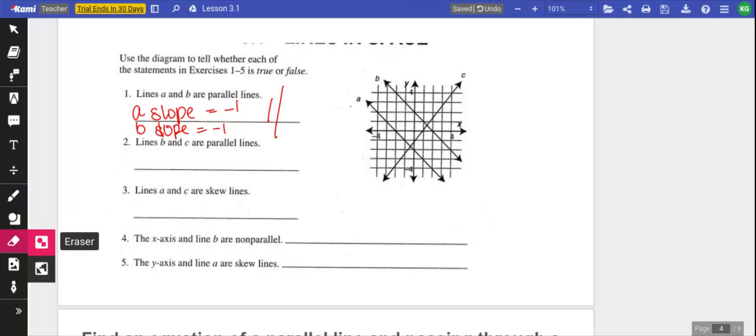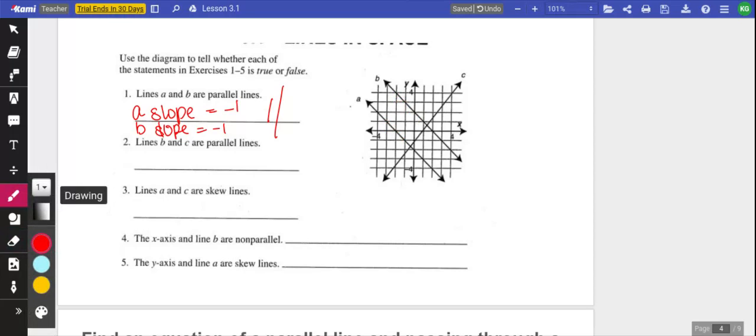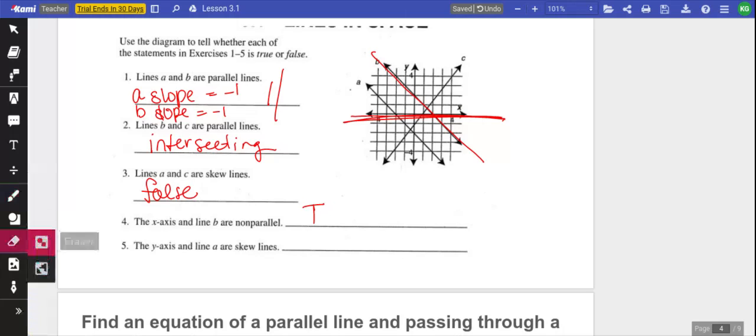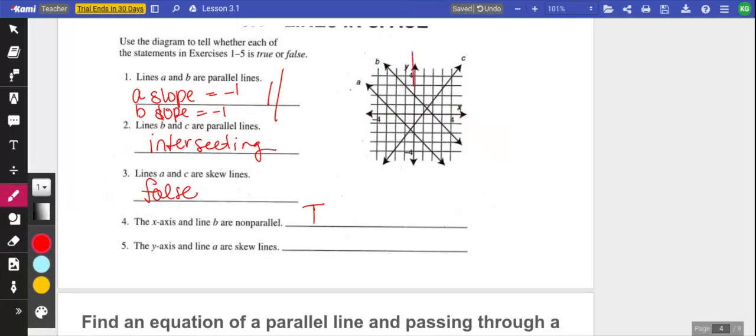B and C, I don't even have to look or do the slope, I can just look and say they are intersecting. A and C are skew lines. That's false because they are on the same plane. Number 4, the x-axis, which I've drawn here in red, and line B are not parallel. True. Next one, the y-axis and line A are skew lines. False, because they are on the same plane.